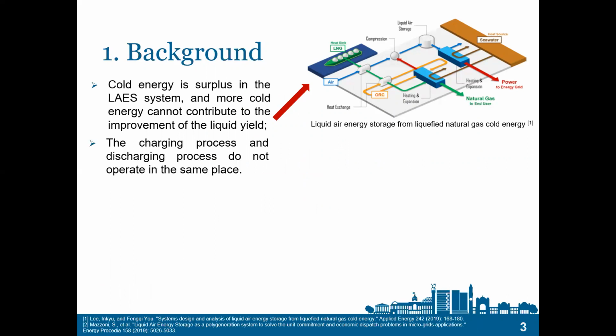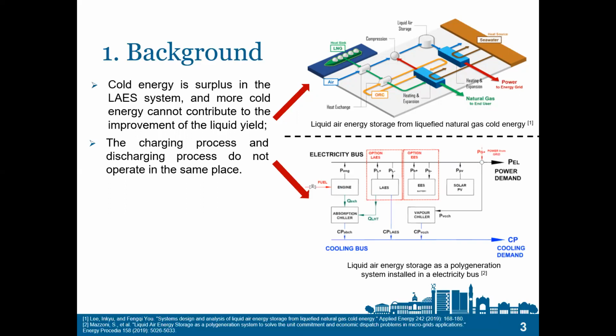The other application scenario is when the charging process and discharging process cannot operate in the same place. For example, the charging process of the liquid air energy storage system could be built nearby a renewable energy power plant to produce liquid air. Then the liquid air tank could be loaded in an electric bus for both electricity and cooling supply for users. And in the electric bus, 15-degree cold is cold enough for cooling use. So most of the cryogenic energy of the liquid air is wasted as well in this application scenario.